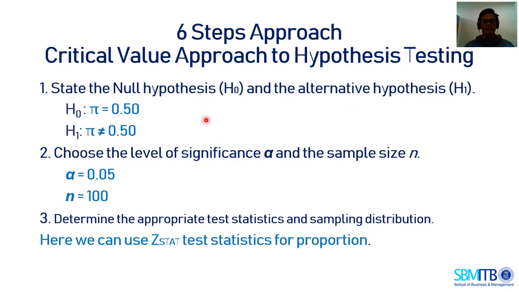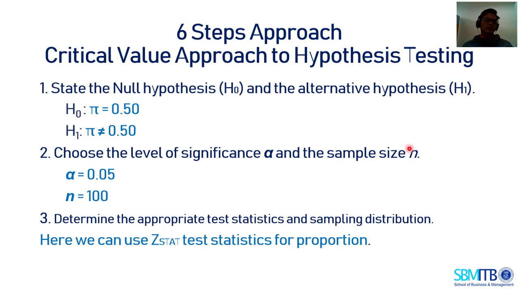Let's apply the 6 steps approach. First, we state the null hypothesis and the alternative hypothesis. The null hypothesis will be stated as the proportions of Indonesian citizens whose height equals to 165 centimeters equals to 50%, and the alternative hypothesis is stated that the proportions of Indonesian citizens whose height equals to 165 centimeters is not equal to 50%. Let's go to the second step. We choose the level of significance alpha equals to 0.05 and the sample size n, which is equal to the respondent size 100.